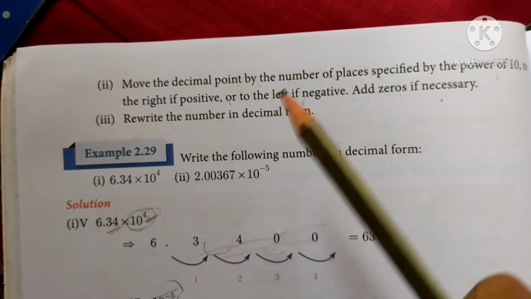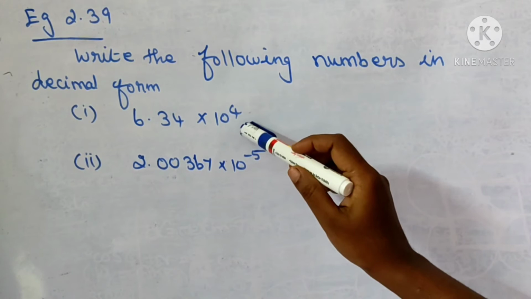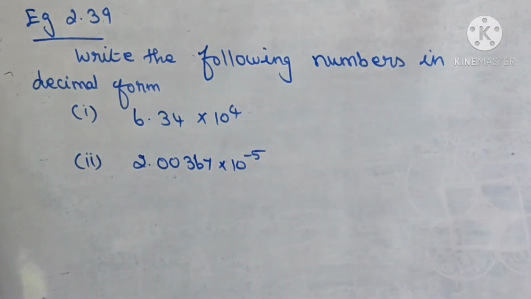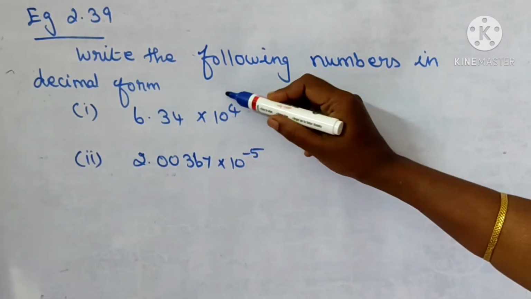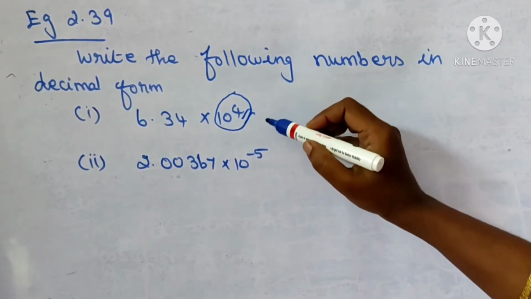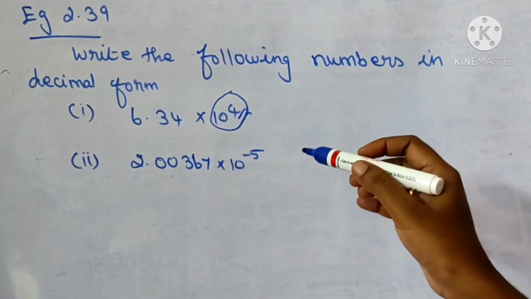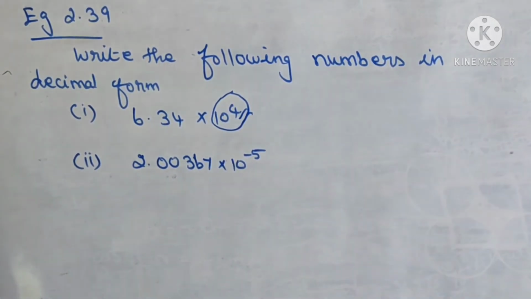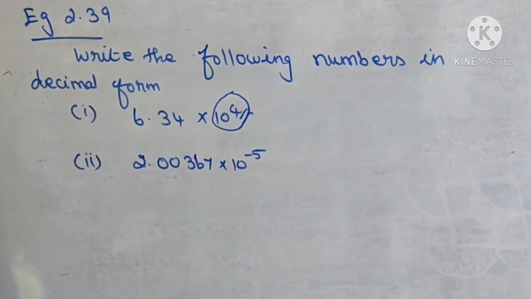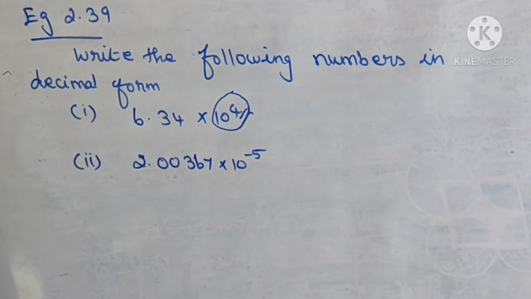These are the procedures. So we use an example, 2.39. Write the following numbers in decimal form. First one is 6.34 into 10 power 4. See the power of 10. Is the power of 10 positive or negative? Positive. So if the power of 10 is positive, you move the decimal point to the right by 4 digits.